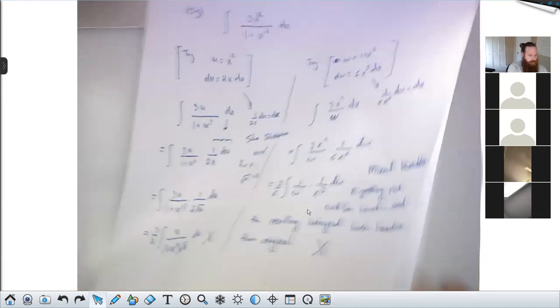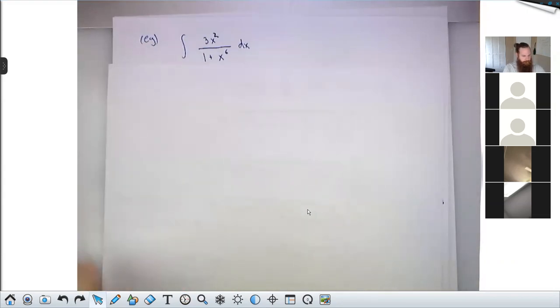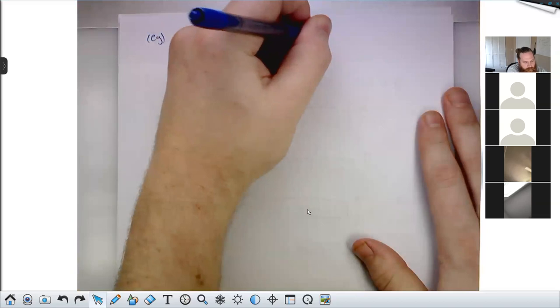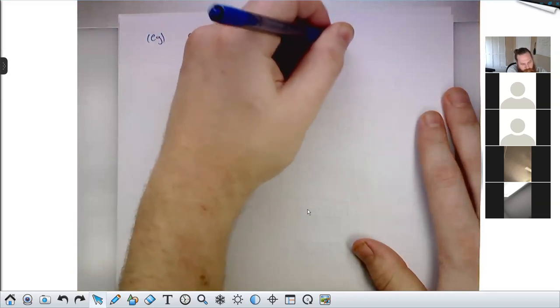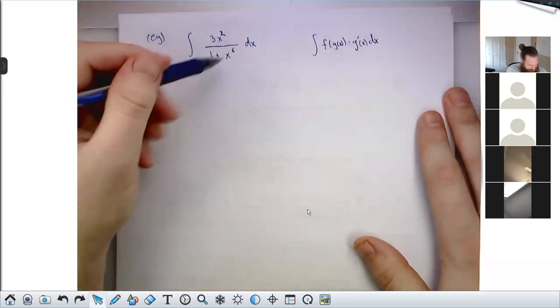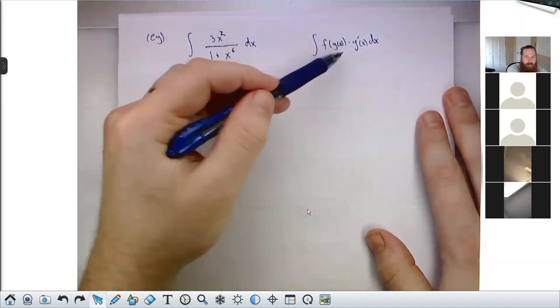Does anybody else have any other ideas what we might try substituting for here? We tried substituting for the whole bottom. We tried substituting for x squared. Anyone got any other ideas? Remember, you want to be thinking of this as the integral of f of g of x times g prime of x dx. You want to look for an outer function and an inner function such that the derivative of the inner function is already here.